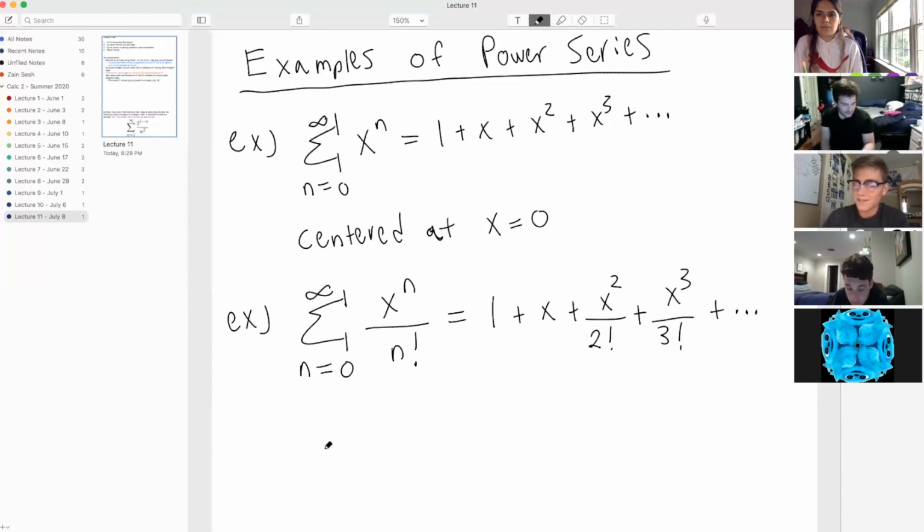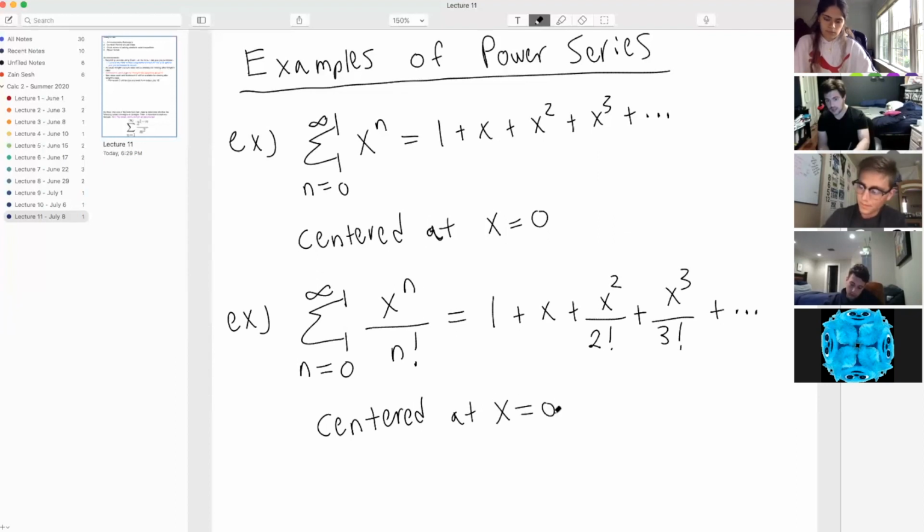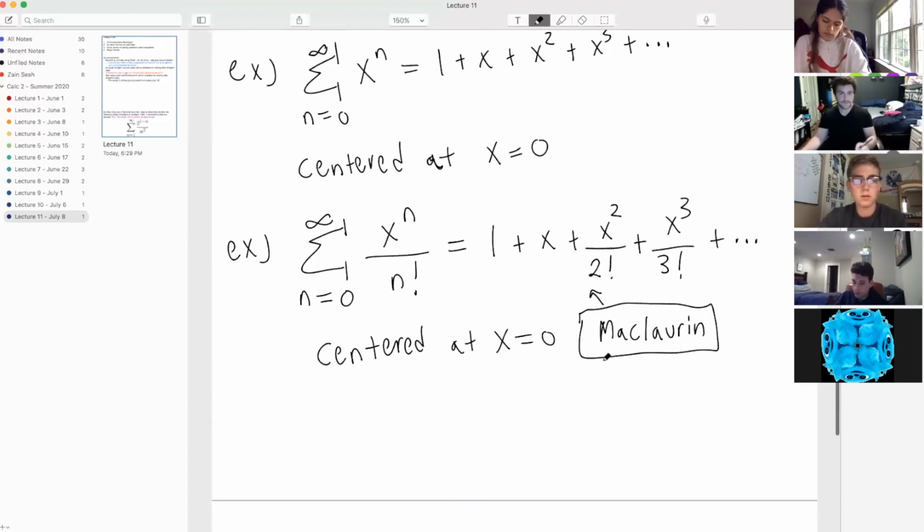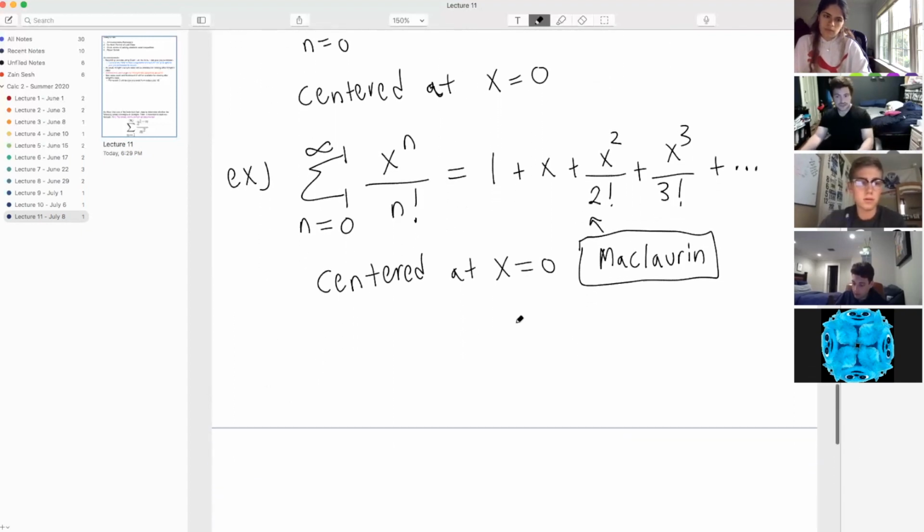So we're going to look at that later on Monday. I don't want to jump the gun here, but yes, great insight. Again, this is centered at x equals 0. Maclaurin is spelled M-A-C-L-A-U-R-I-N. So this is an example of a Maclaurin series. We're going to define that on Monday. Good. So this is centered at x equals 0.